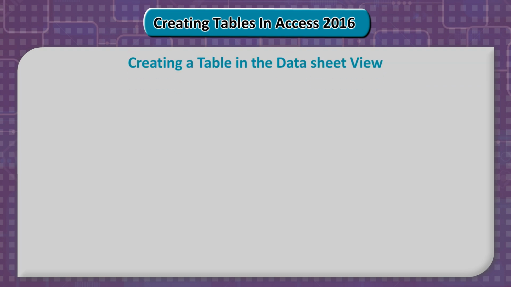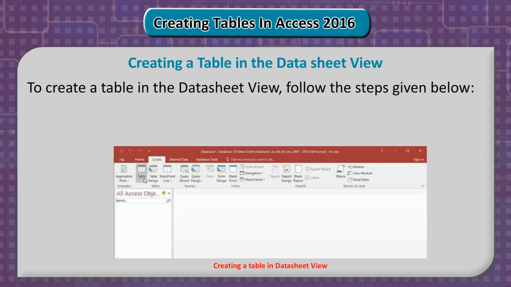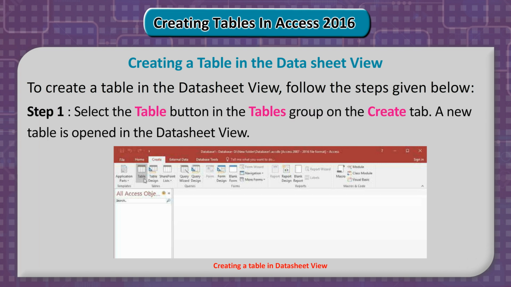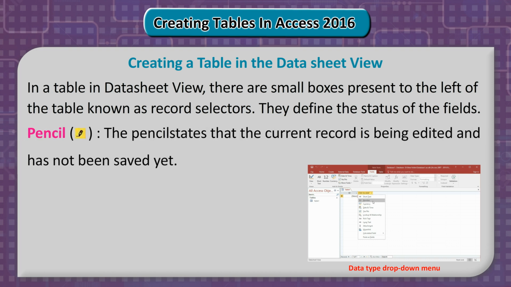Creating a table in the datasheet view. Given below in the image is the datasheet view in Access 2016. To create a table in the datasheet view, follow the steps given below. Step 1. Select the Table button in the Tables group on the Create tab. A new table is opened in the datasheet view. In a table in datasheet view, there are small boxes present to the left of the table known as record selectors. They define the status of the fields. Pencil: the pencil states that the current record is being edited and has not been saved yet.